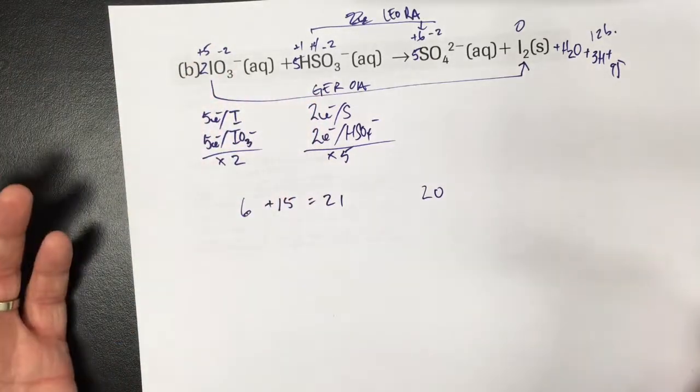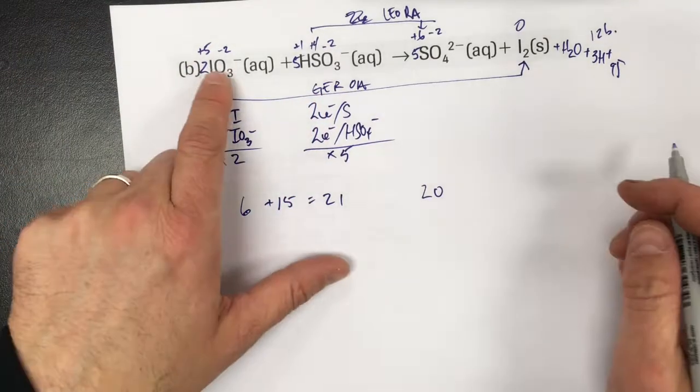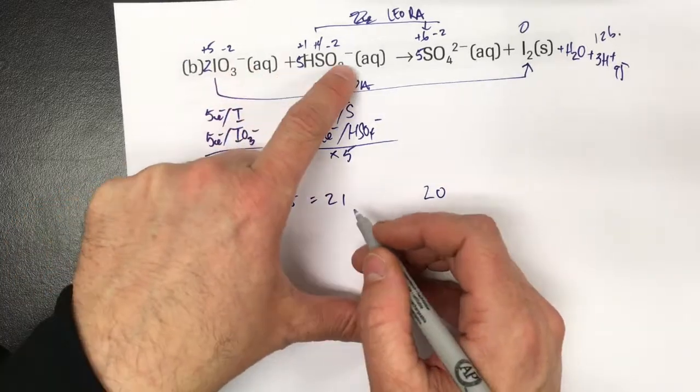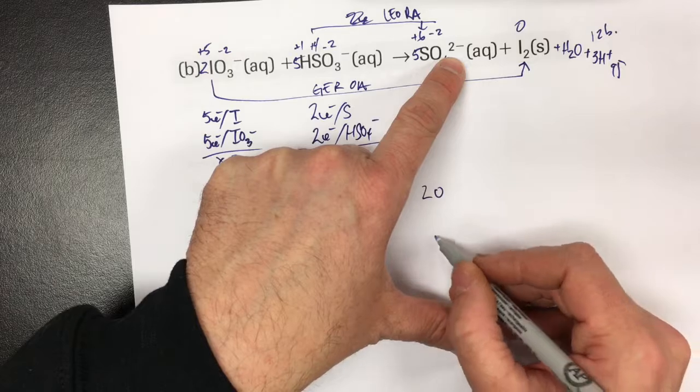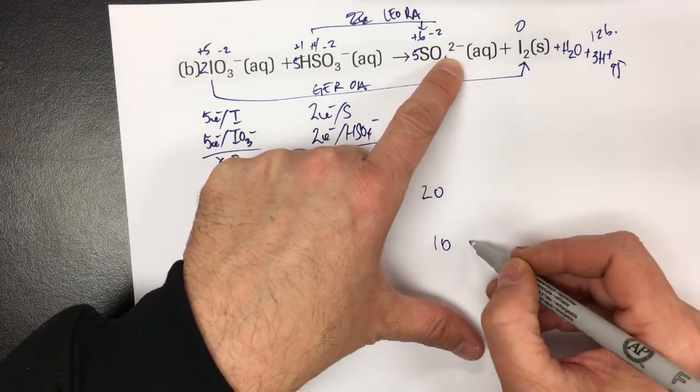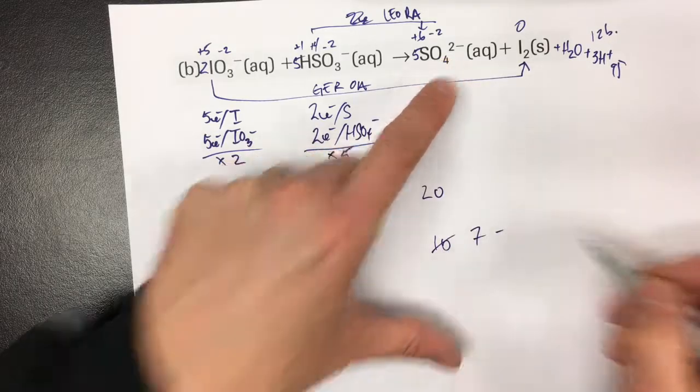And at this point, I can check to make sure it all works out by checking my charge. So I've got 2 times -1 and 5 times -1. That's 7 negative on this side. I've got 5 times -2, so 10 negative, and 3 positives. So that makes this 7 negatives.